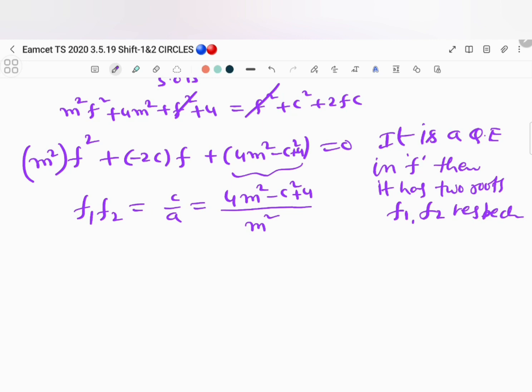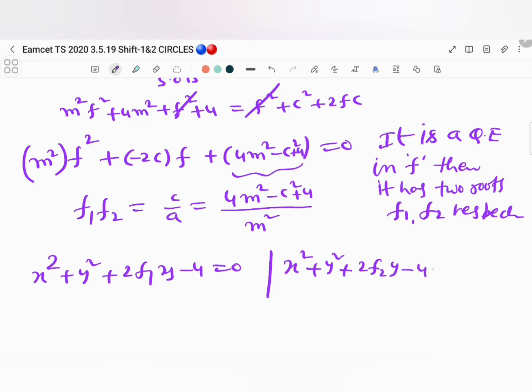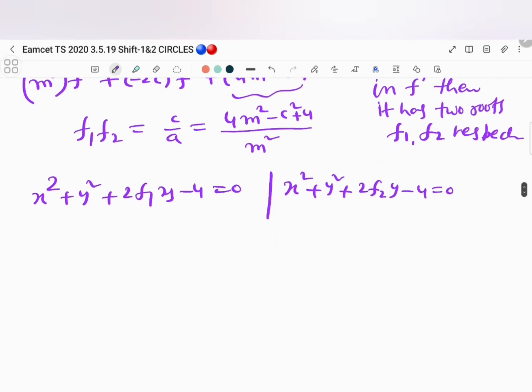Now the equation of two circles, two f values are there, no? First circle x square plus y square plus 2f1y minus 4 equal to 0. X square plus y square plus 2f2y minus 4 equal to 0. From this, since they cut orthogonally, the condition here: cuts orthogonal means 2gg dash plus 2ff dash is equal to c plus c dash.